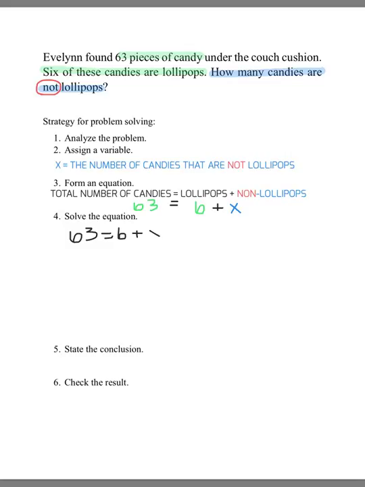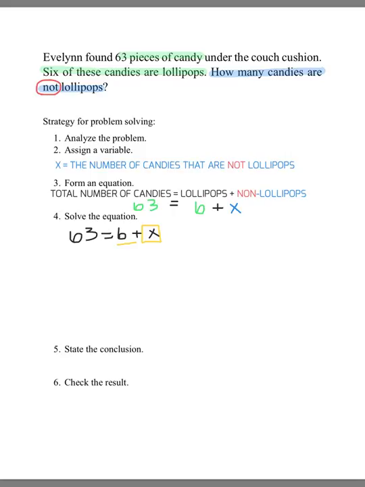Plus x. Now what we want to do here is isolate the variable x. That is, we want to get it by itself. The x is on the right hand side of the equal sign along with the 6. So right now we are adding 6 to x.